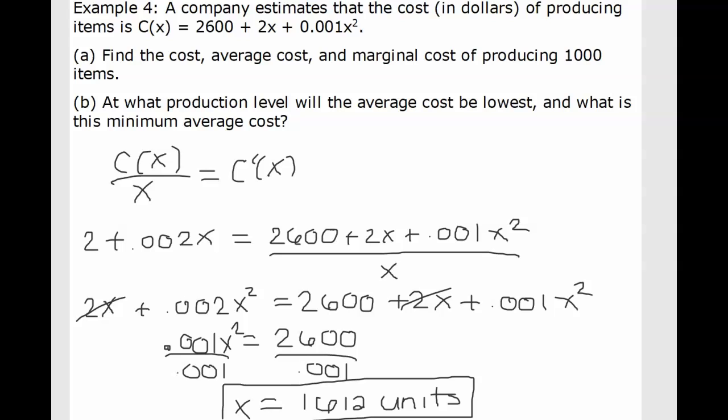You don't want to go to 1,613 because that would not be the minimum. 1,613 would take you over. You'd be back up on your parabolic curve. So you want to always round down, not up. So even, well, in this case, 0.45 did round down, but even if it was 0.56, you would round down. Okay?